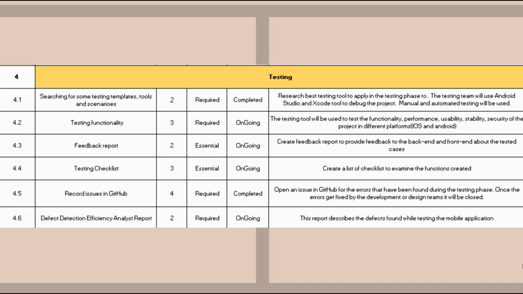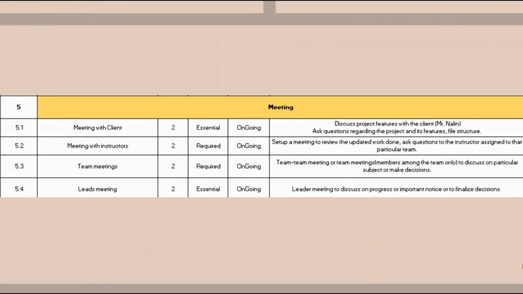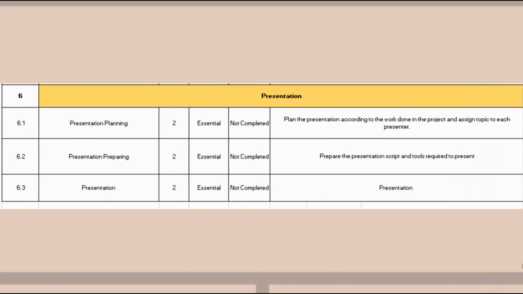Meeting phase. In this phase, any kind of meeting will be listed under this phase, such as team meeting. Team meeting is a meeting among team members themselves or with the other team members. Finally, the presentation phase. This includes all the tasks related to presentation, such as presentation planning. Presentation planning is a document that lists all the plans before actually working on creating the presentation.